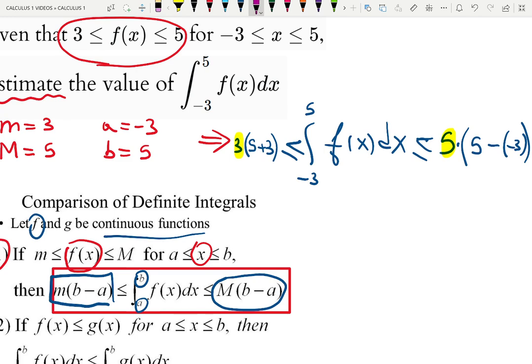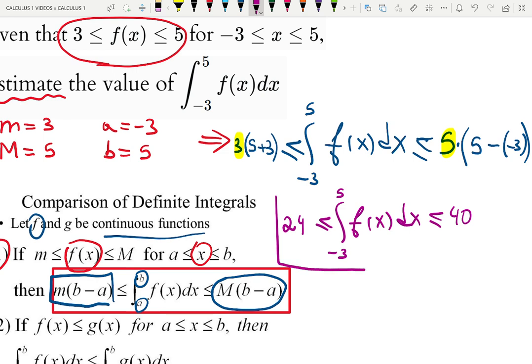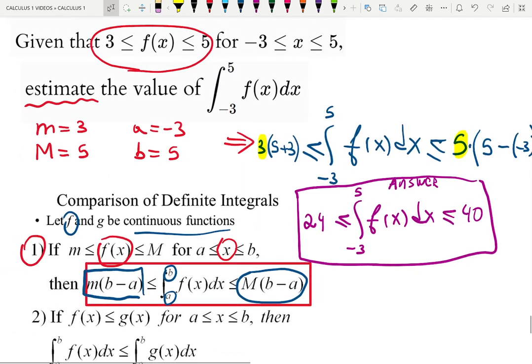The final answer will be, thus, the integral from minus 3 to 5 of f of x dx is bounded by 3 multiplied by 8, which is 24, and then 5 multiplied by 8, which is 40. So now we know this integral is not from a billion to 2 billion or negative 100 to negative 1. It's from 24 to 40. And sometimes this approximation is good enough for further work with the integrals.